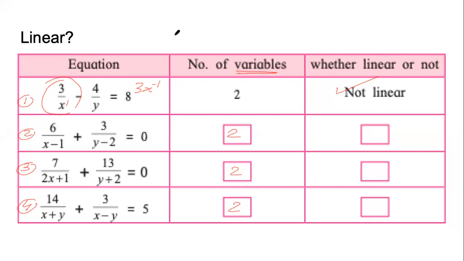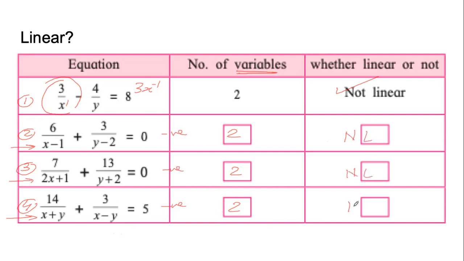Good. Thank you for writing your answers. Now, if you see in equation number 2, equation number 3, equation number 4, the variables are in denominators only. So in all these cases, the power is negative. And because the power is negative, in all these cases, these are non-linear equations. In short, I can write NL.